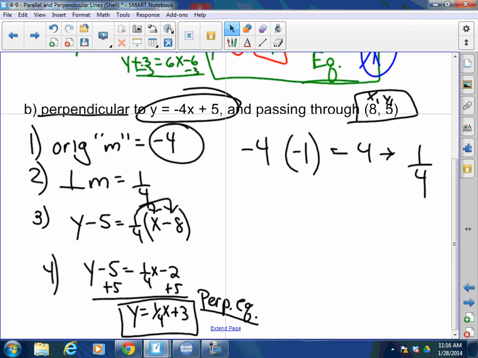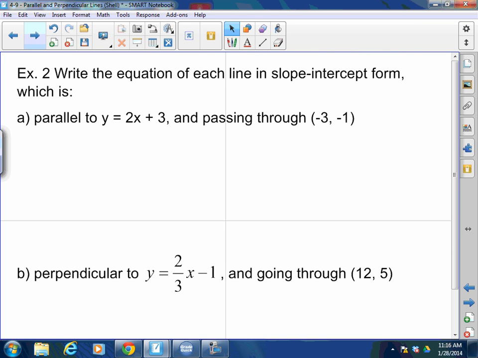Let us continue then. Write an equation of each line in slope-intercept form, which is parallel to y equals 2x plus 3, passing through the point -3, -1. Step 1.